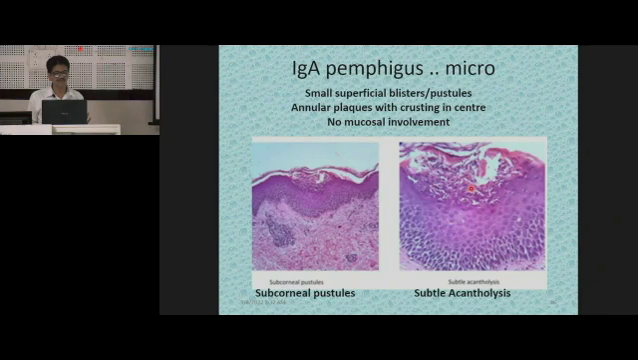There is no suprabasal cleft, acantholysis is there, but this may sometimes be considered impetigo, though there won't be any bacteria present. So it differs from other conditions.